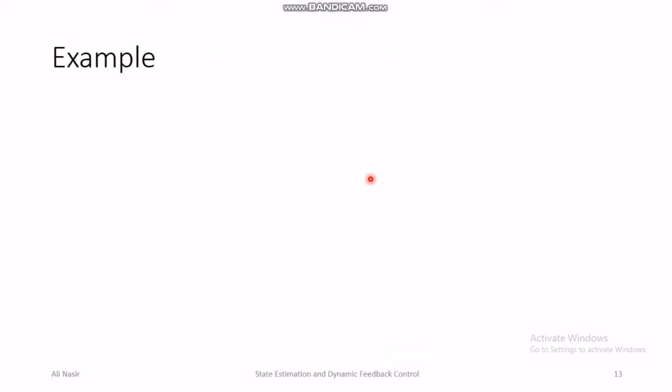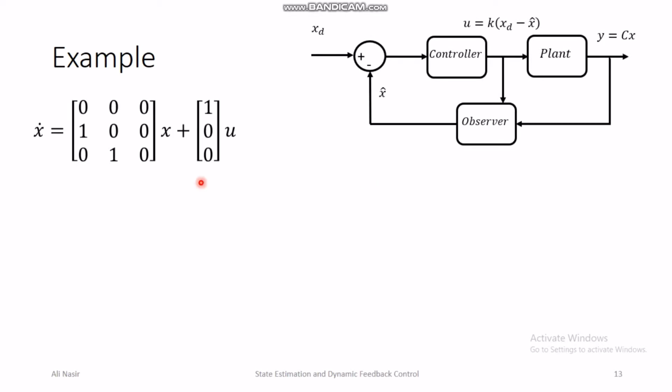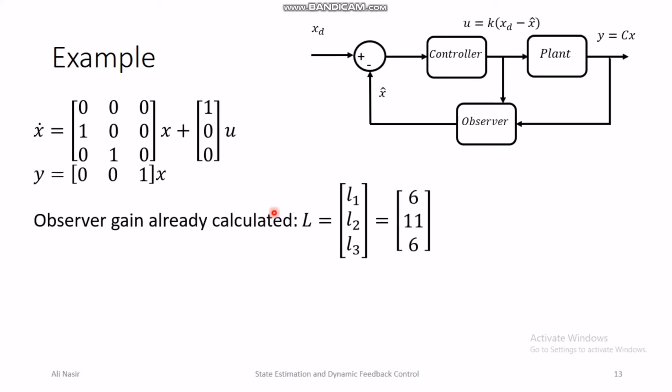The example is the same system that we used a couple of slides ago for observer design, and we have already designed the observer for this system. The observer gains we calculated were 6, 11, 6. Now we are trying to use this observer, and based on this observer we are trying to design the controller for the system.